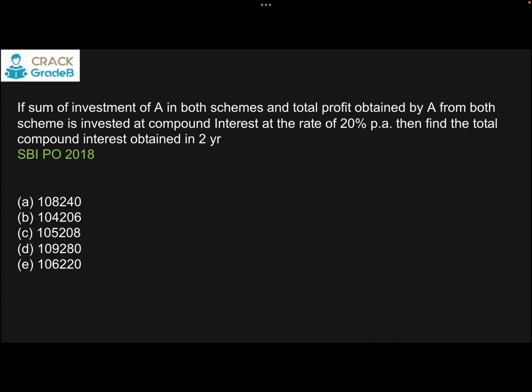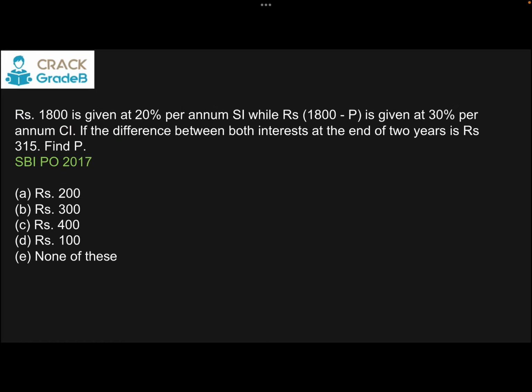Easy. Let's see one more. If sum of investment of A in both schemes and total profit obtained by A from both schemes is invested at compound interest. Okay, this must be some question from a data interpretation set, or obviously some part is missing in this question. Sorry about this. Let's say this one.